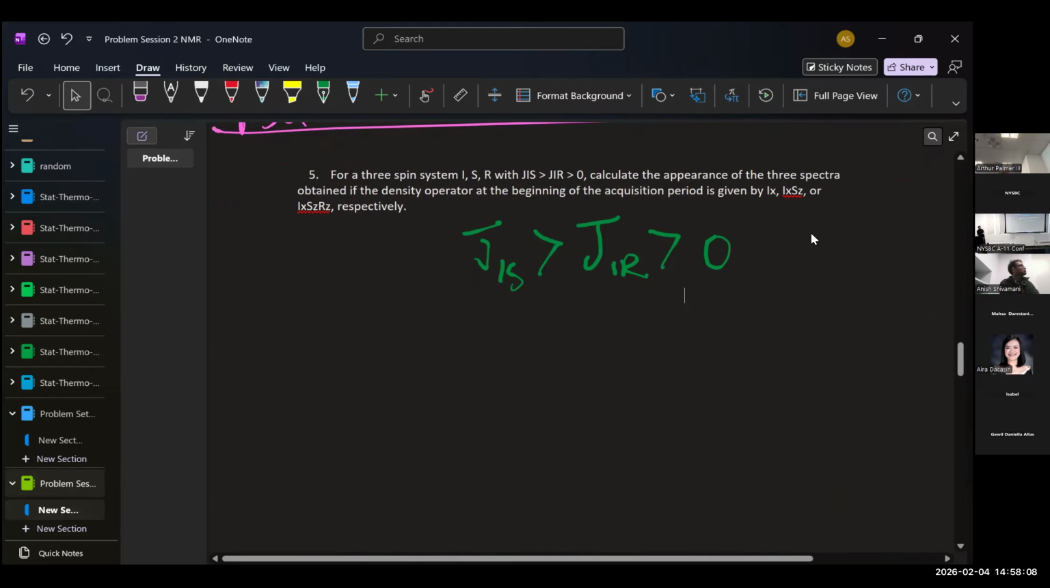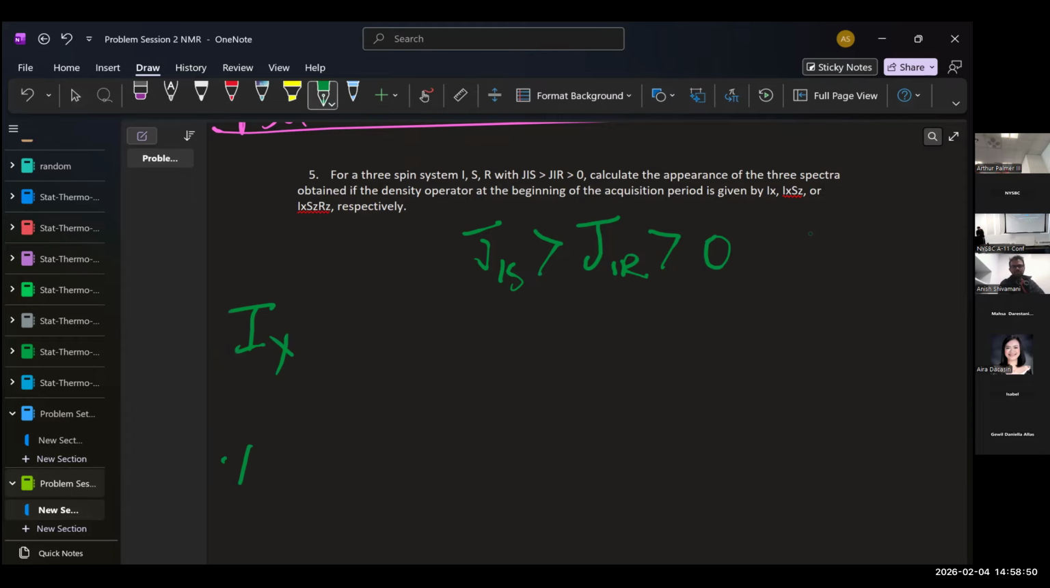Okay, so that was about problem set 1. We move on to problem set 2 and start talking about coupled systems and spectra of coupled systems. The first two questions that we're going to discuss are largely related or derivative of what we just discussed in class. I picked out problem number 5 from the problem set, which is for a 3-spin system, I, S, and R, with this ordering of J couplings. Positive J coupling for both, and the IS coupling is bigger than the IR coupling.